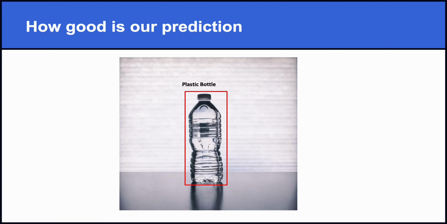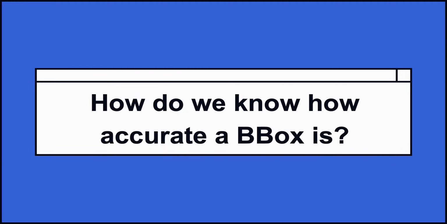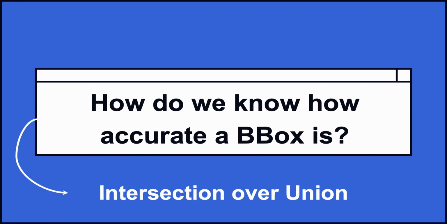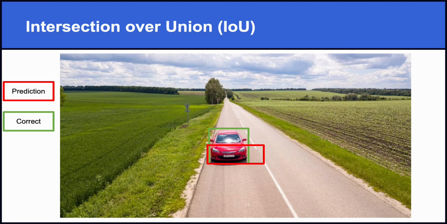But now we want to generalize this to the bounding box. So how do we tell if our prediction is correct or not? This is the next question we are going to answer with the concept intersection over union. Let's suppose that we want to detect cars, and in this image our model would output the prediction in red, while the correct detection should be the bounding box in green.